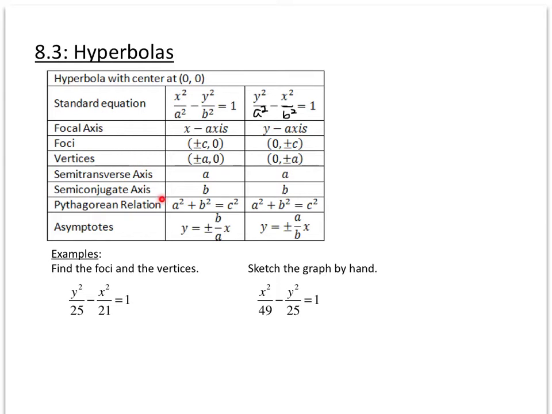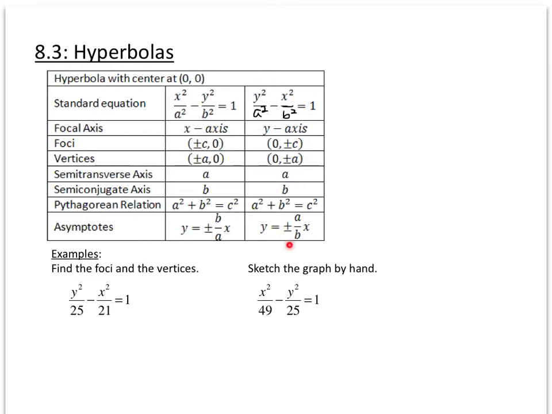Then we have these new words over here for our axes. A gives us the semi-transverse axis, which is pretty much the same thing as saying our major axis. And the semi-conjugate is really like saying our semi-minor axis, but they get new spiffy names for some reason. The Pythagorean relation changes just slightly. Instead of a minus sign for ellipses, we have a plus sign in the middle for hyperbolas.